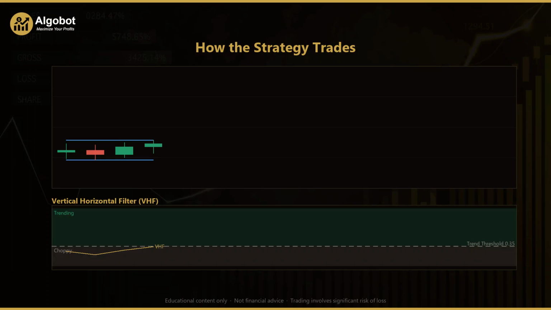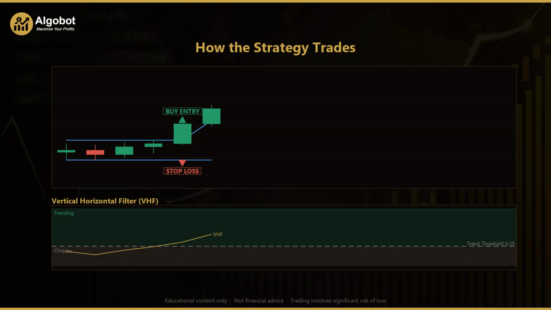They overlap, they push up and then slip back, and price is drifting inside a narrow range. Now look down at the filter panel. During this stretch, the vertical horizontal filter is sitting low, well beneath the 0.35 threshold, down in the region marked choppy. That low reading is the indicator telling us the market is going nowhere. The path price is taking is long, but the net move is small. The strategy reads this and stays flat. No trade. This is exactly the kind of environment where naive breakouts get chopped up, and the filter is deliberately keeping us out.